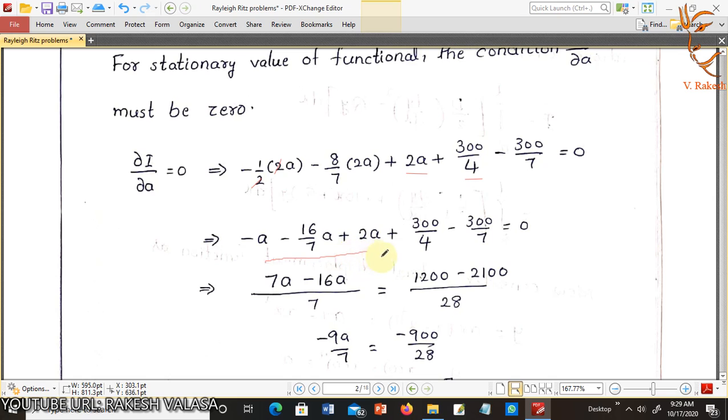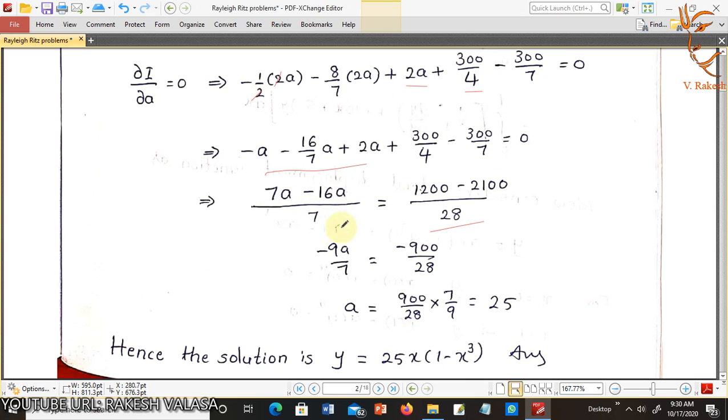Here the a terms are on one side and the constants on the other side. 7 is the LCM. Minus a plus 2a, that is 7a minus 16a by 7 equal to 28 is the LCM: 1200 minus 2100. Here minus 9a by 7 equal to minus 900 by 28. Now you can calculate the a value. Minus gets cancelled, a equal to 900 by 28 into 7 by 9, that equals 25. Hence the constant value a equals 25.